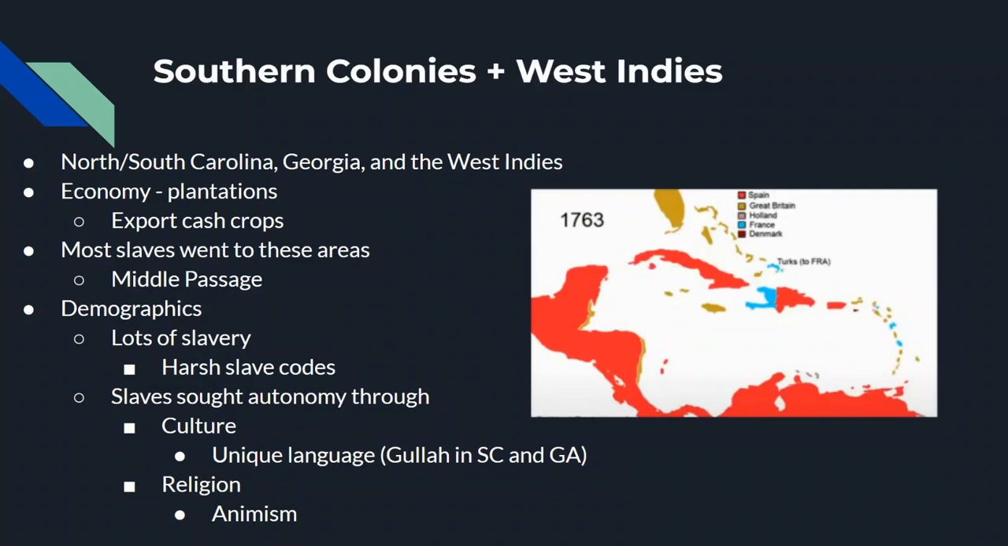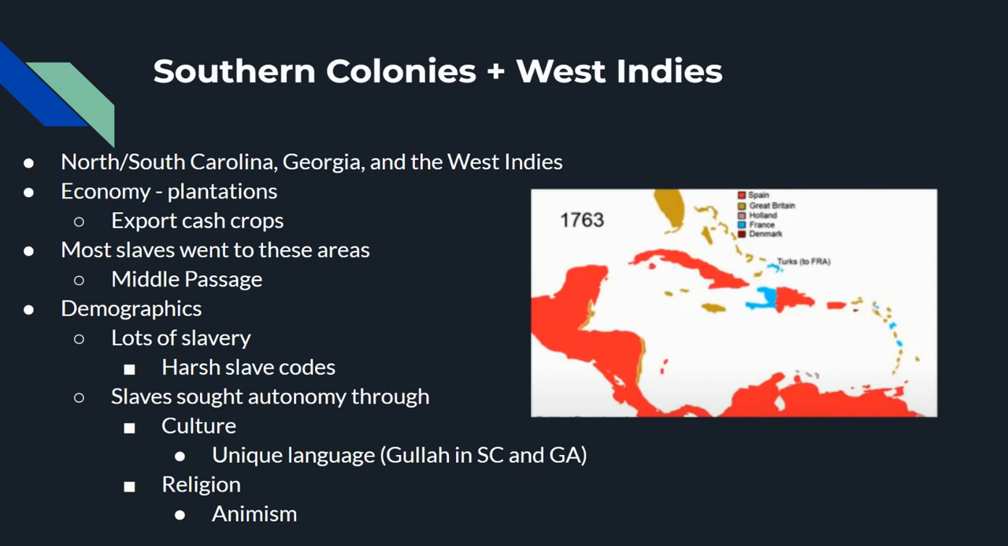All right, so now let's talk a little bit about the Southern colonies and the West Indies. The Southern colonies are made up of North and South Carolina and Georgia. And the West Indies, you can see pictured here on this map, are the islands in the Caribbean. And Great Britain is going to own the islands that are in this yellow color on this map. Now, this map is from the 1700s, but it gives you a good idea for what the colonies would have been.